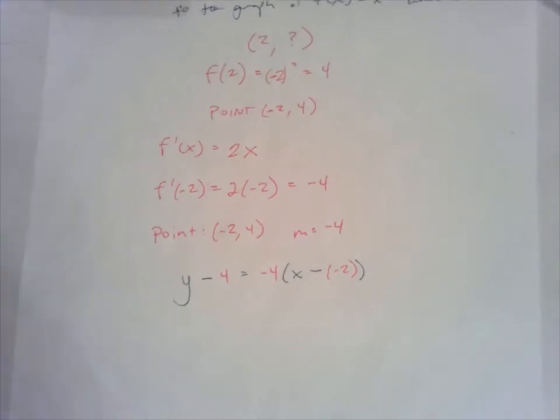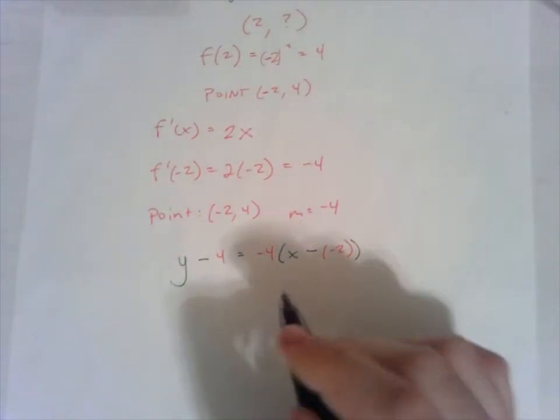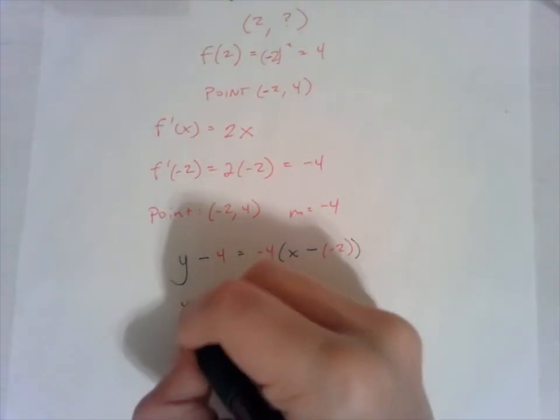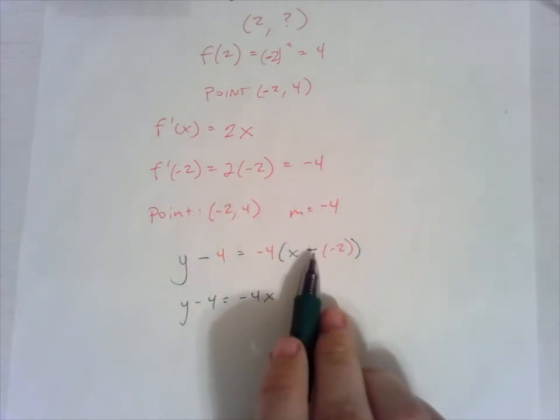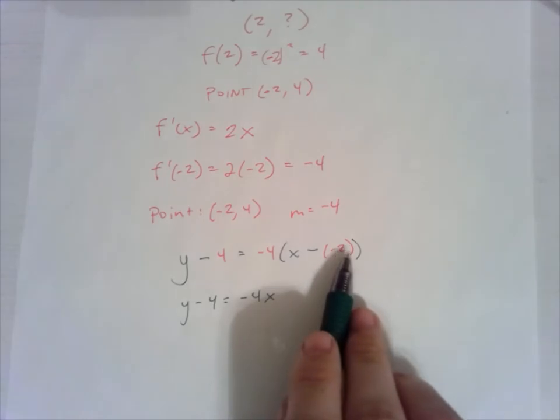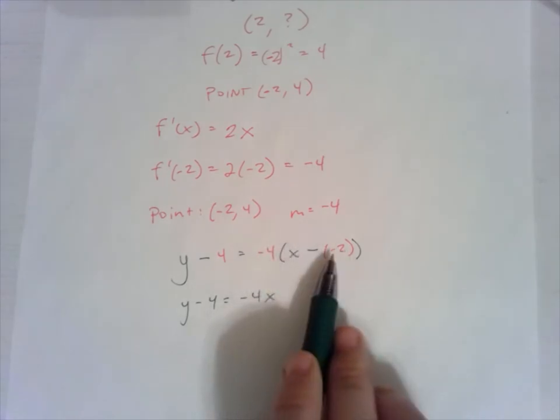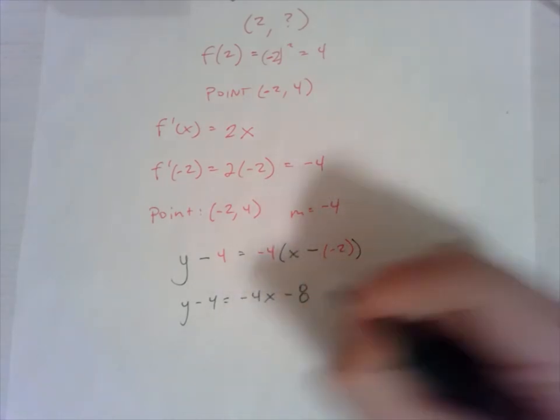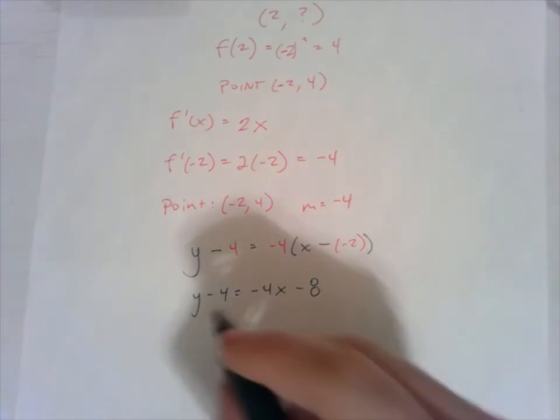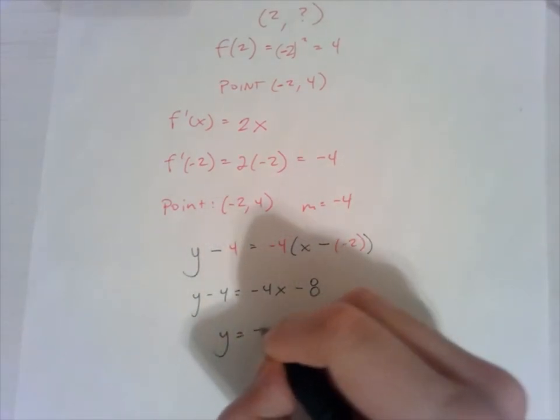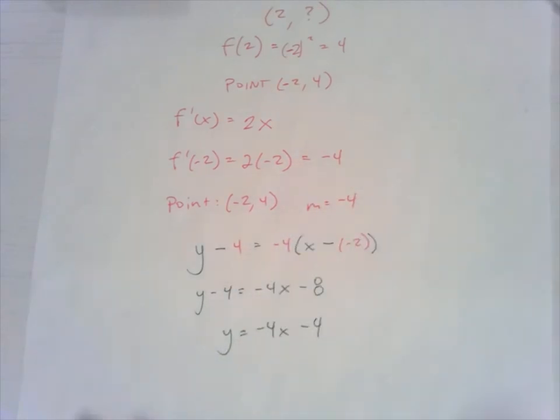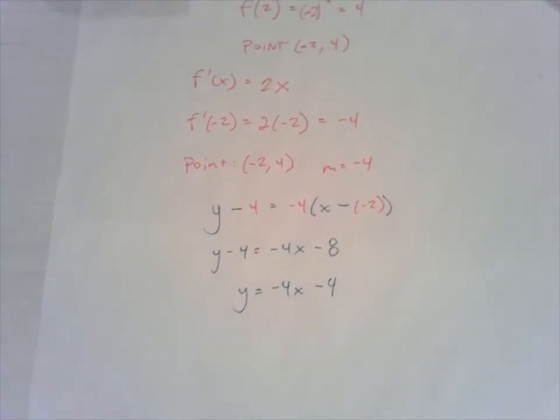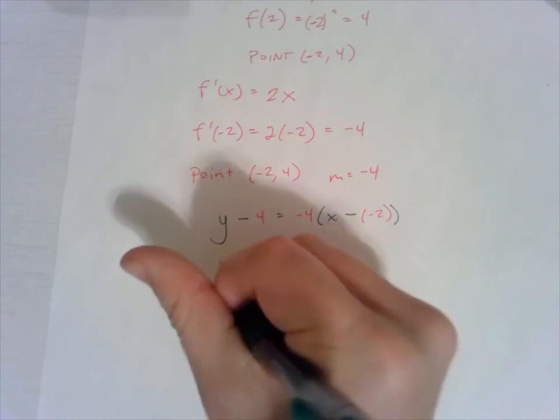Okay, so what we can do now is distribute that negative 4 out. We get y minus 4 equals negative 4x. This negative times a negative 2 would become a positive 2. Negative 4 times positive 2 is negative 8. We add our 4 to both sides. We get y equals negative 4x minus 4. And there we have it, the equation of the tangent line.